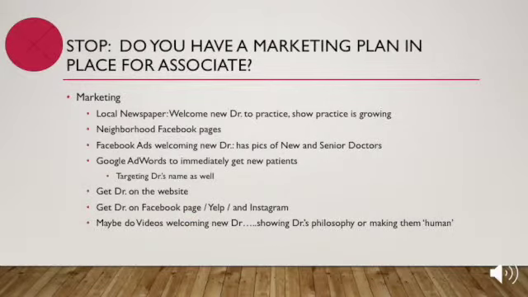So let's stop here. Before we go any further, do you have a marketing plan in place for the associate? So marketing could be any of these things, including a local newspaper ad. Sometimes you can buy those. Sometimes you can just put out a press release and the paper will publish that for you. Getting the associate to get onto their neighborhood Facebook pages and publicize that they are new to town or new to the practice. Also Facebook ads welcoming the new doctor and having pictures of the new and senior doctors there, or the new doctors and the location.